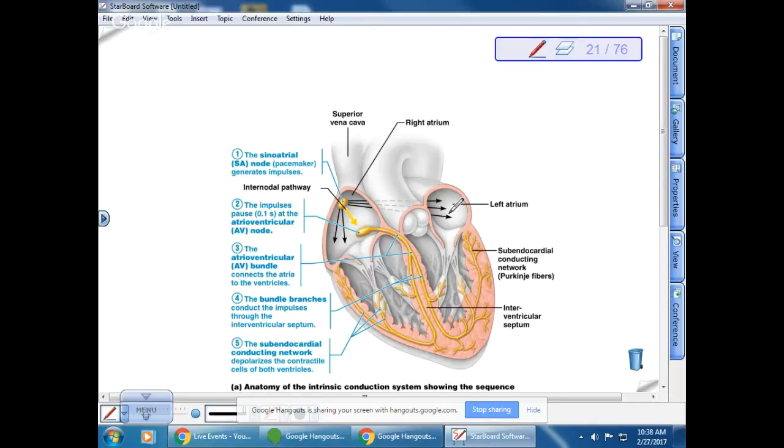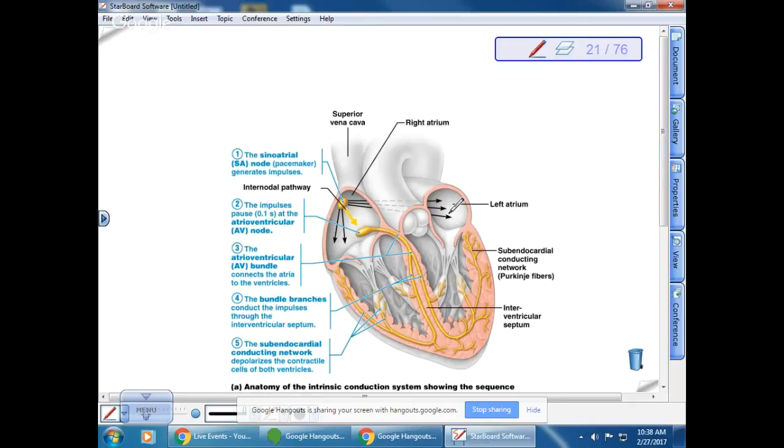So the atria contract, and then they force blood down here, and then we want it to pause. That's the AV node, and then it takes it to the AV bundle. These are the AV branches, and then these are called the Purkinje fibers. They're actually calling them the subendocardial conducting network, right? But we'll just call them Purkinje fibers, okay? The Purkinje fibers are what delve into the muscle and cause the muscle to contract.